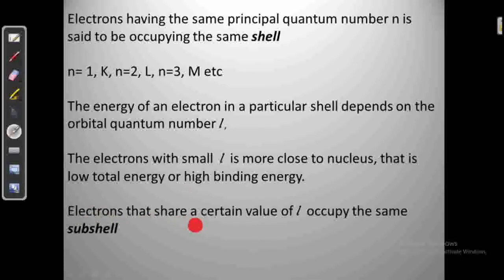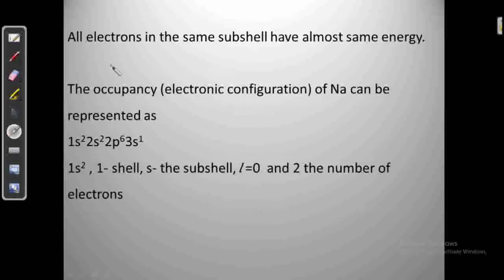So electrons that share a certain value of l occupy the same subshell. Electrons sharing the same principal quantum number are known as a shell, and the electrons which share a certain value of l occupy the same subshell. So all electrons in the same subshell have almost the same energy. If there are electrons in the l equal to 0 state, they all have the same energy.